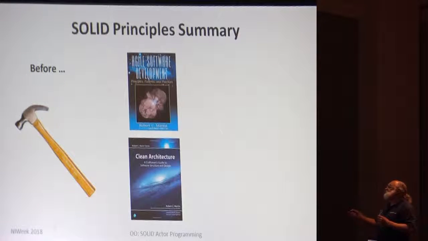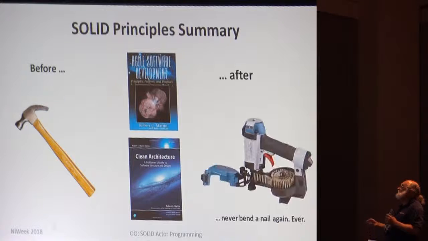These are the two books. And this is the tool you had before you digest these books. And I got my hands first on the first one, 2011. I'm still rereading some of the chapters when I need them. So it's a wise investment. And what comes with it, when you digest the books, the content, instead of hammer, you have a nail gun. And you would never bend a nail again. So that's the value.